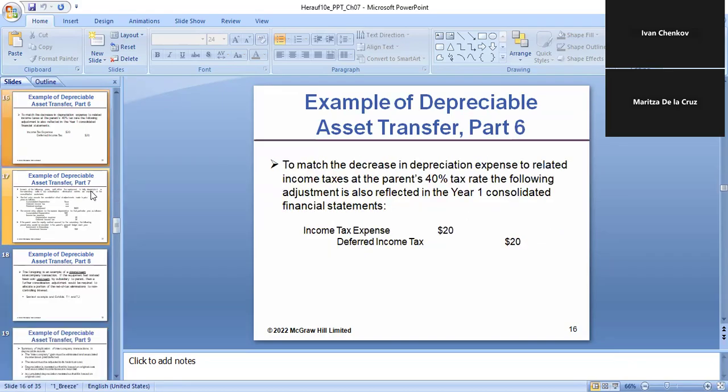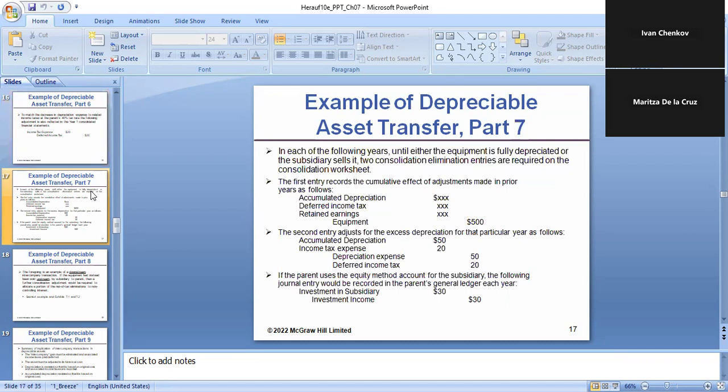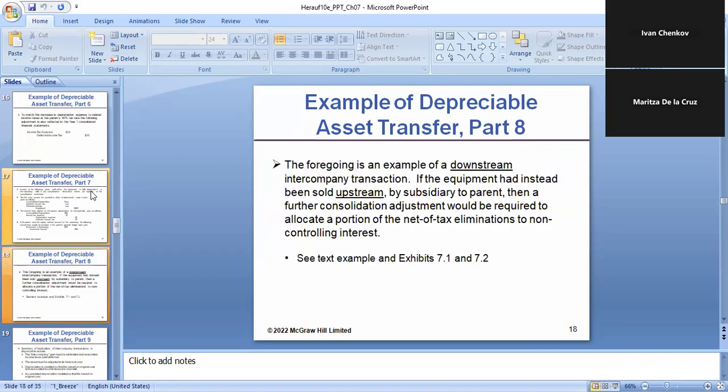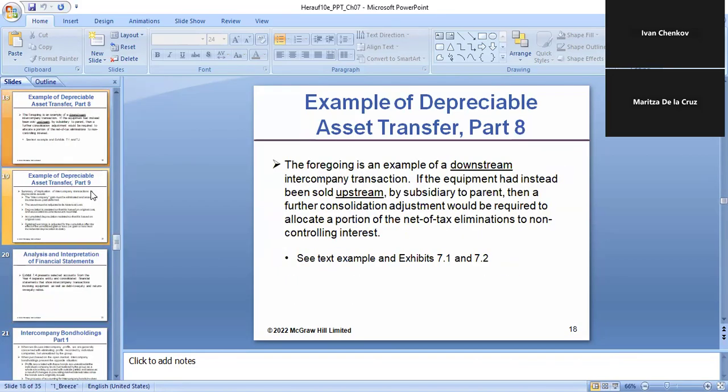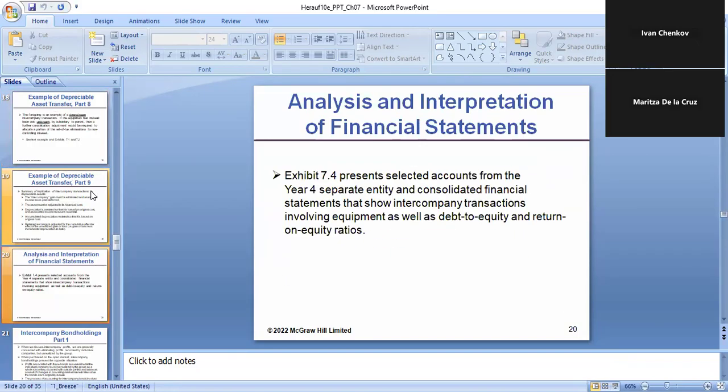What will be the effect on the income tax on the depreciation expense? The effect will be $20. The income tax is going to go down by $20. So we have to account for that too. And this is the example of all the journal entries which are related to this part of the depreciable assets. That's all I want you to know about the depreciable assets and nothing else.